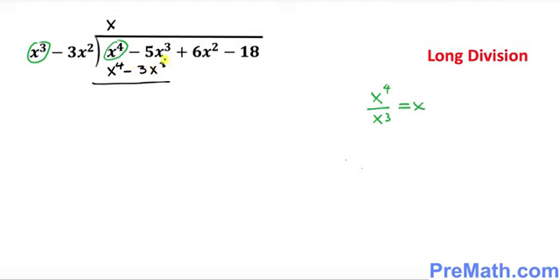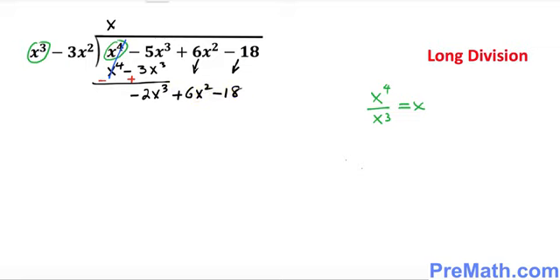The next thing I want you to do is switch the sign. So this positive becomes negative and negative becomes positive. We change the sign, so this is gone. So we got this thing, which is negative 2x power 3. I want you to bring these two terms down, which is plus 6x squared minus 18.